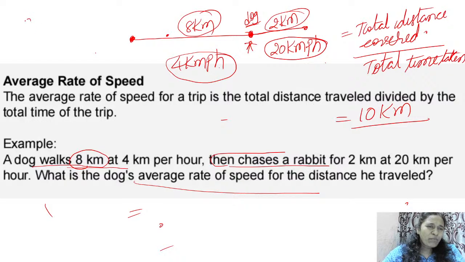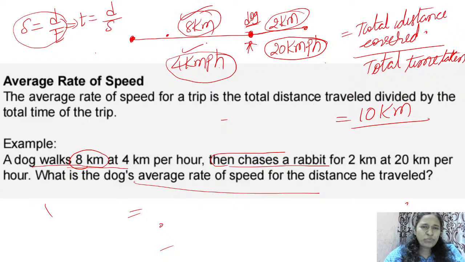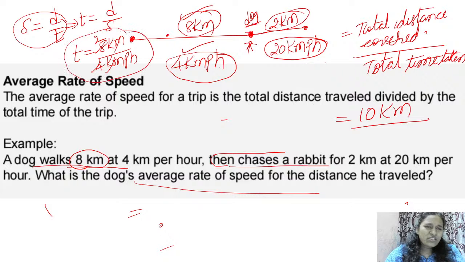We know the formula of speed, right? Speed is equal to distance by time. From this equation, we will get the time. Time is equal to distance by speed. We know the distance and we know the speed, then we can find the time, right? The distance is 8 kilometers and the speed is 4 kilometers per hour. That means 2 hours is the first.